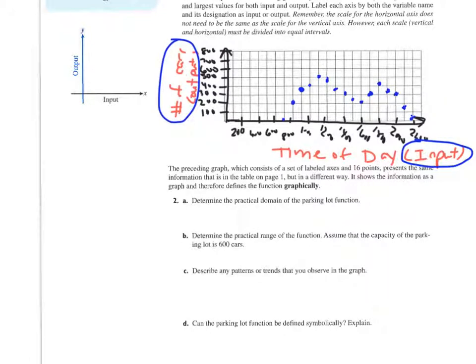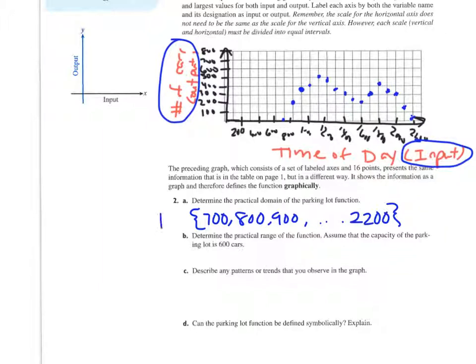So for number 2, determine the practical domain of the parking lot function. If I look at that table, my practical domain, the values that they use, started at 7 o'clock in the morning, so we're calling that 700. And it went all the way up to 2200 in military time. I'm not going to say all real numbers because this is not something where I have a function equation that goes along with it where I can plug in any x that I want. So it's only defined for this time of day.